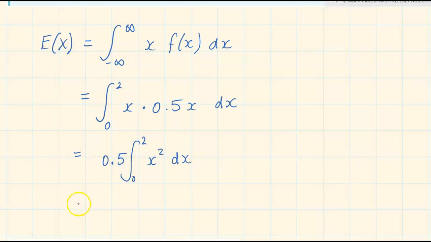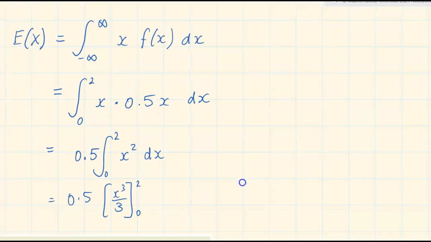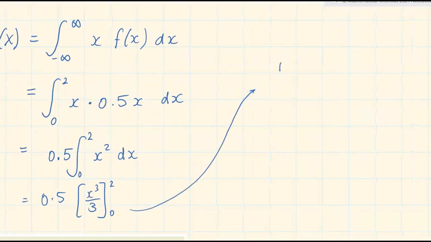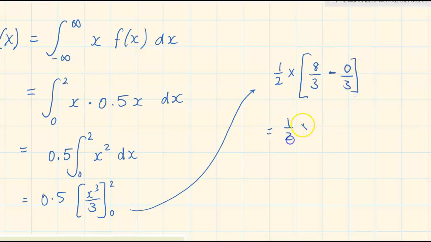And now we can integrate that as 0.5 times x cubed on 3 between 0 and 2, which is going to be a half times, all right, the upper bound is 2, so we sub that in. What is 2 cubed? 8 over 3, good. And then we are going to subtract the lower bound, which is 0. What's 0 cubed? 0 over 3. So then we get a half times 8/3. Cross simplify, and your final answer is 4/3.